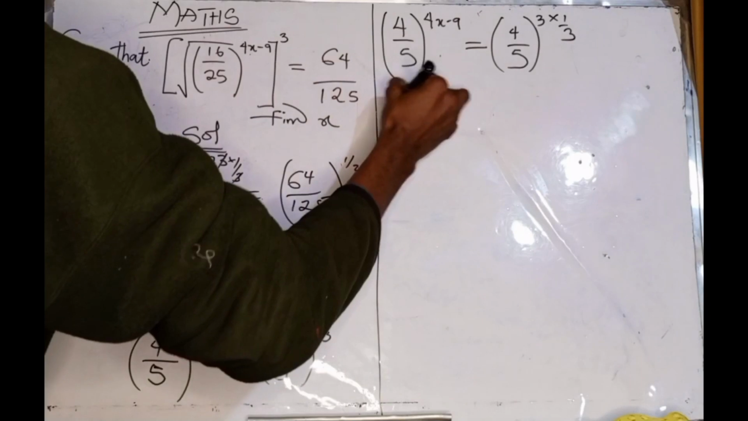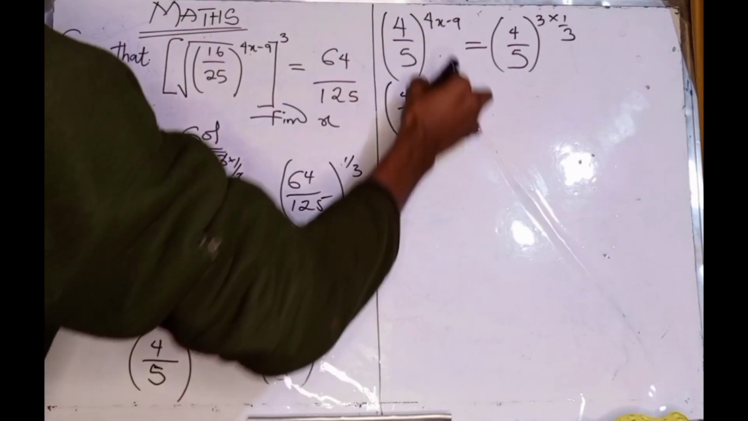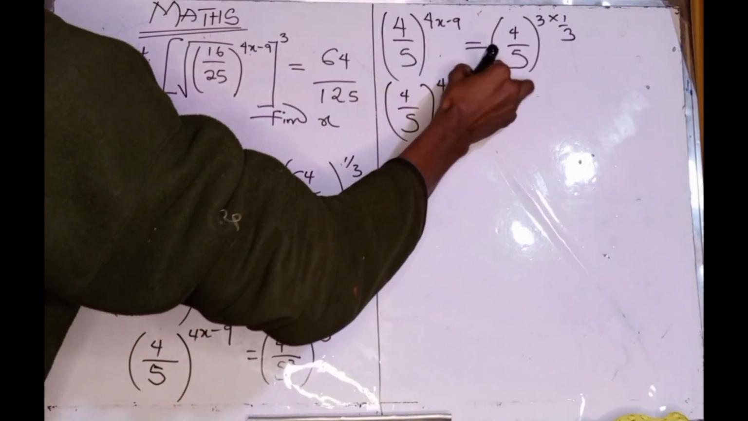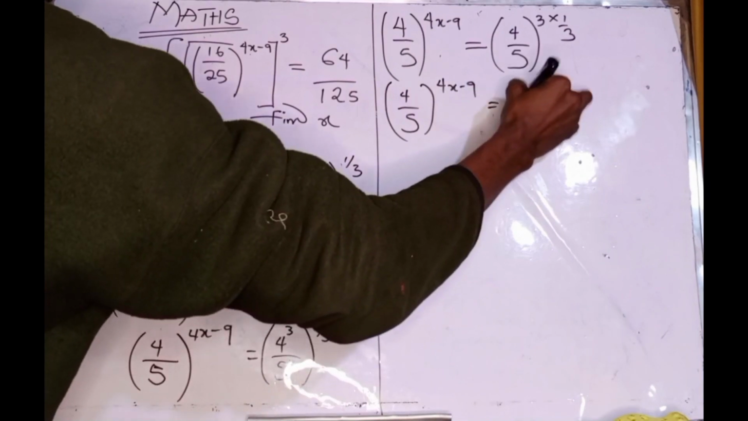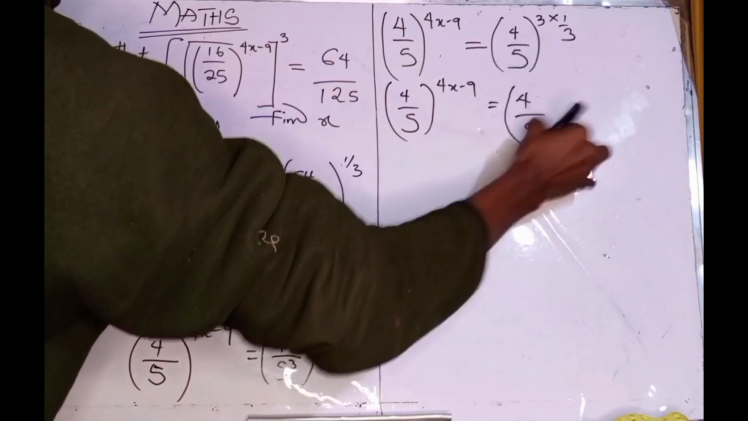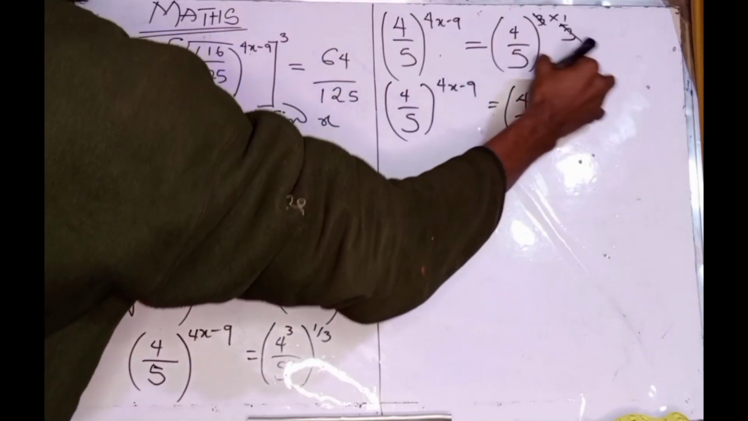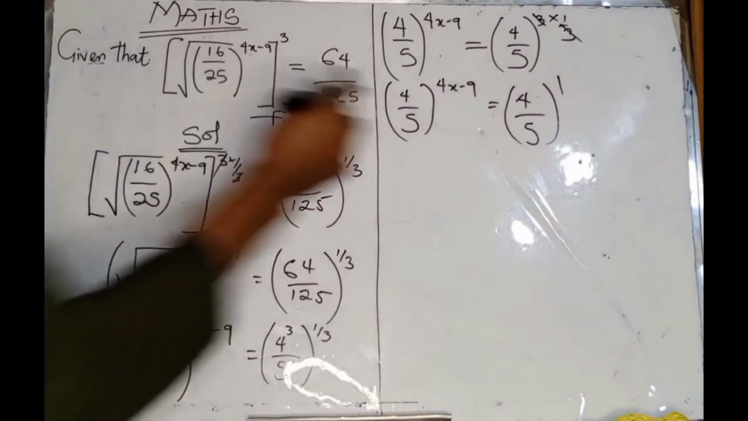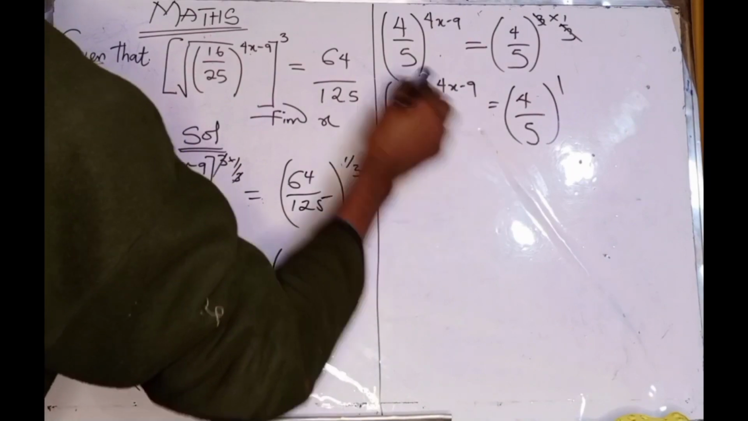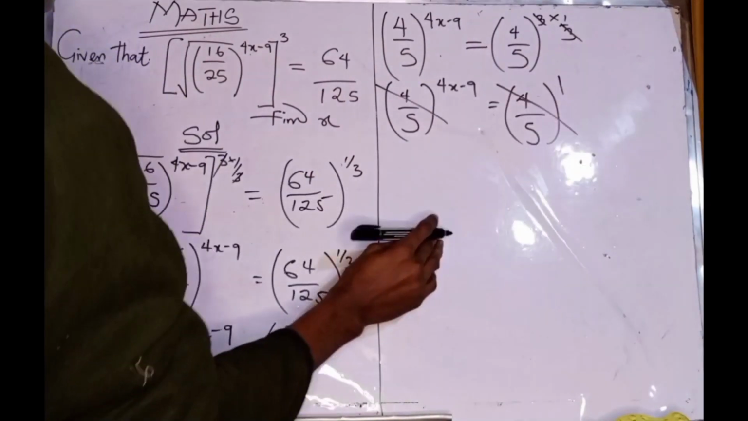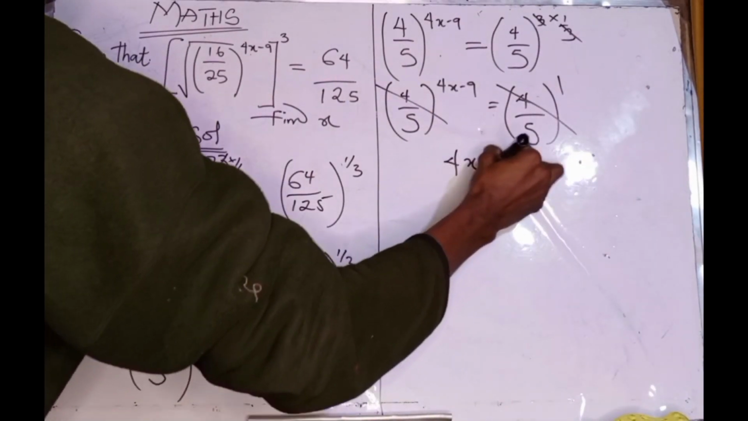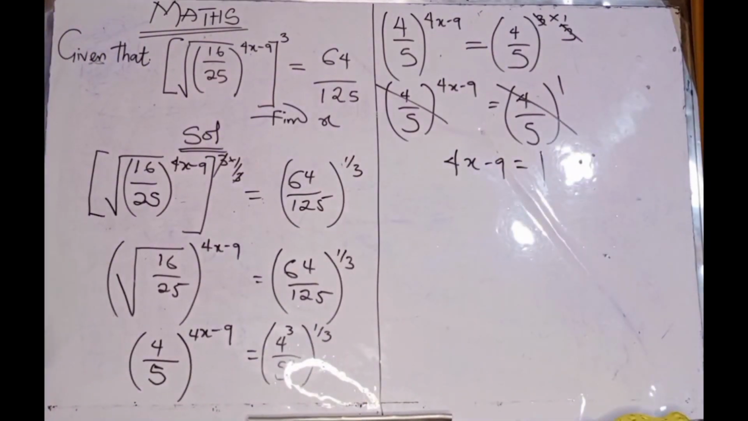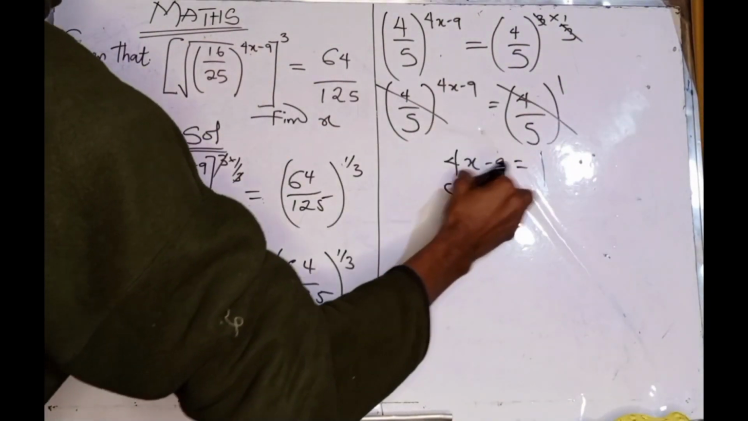Alright, so now I have 4 divided by 5 to the power 4x minus 9, which is equal to 4 divided by 5 to the power, this cancels this, I have 1. So finally they have the same base. So I have the right to cancel their bases and equate their powers, which is 4x minus 9 equals 1.